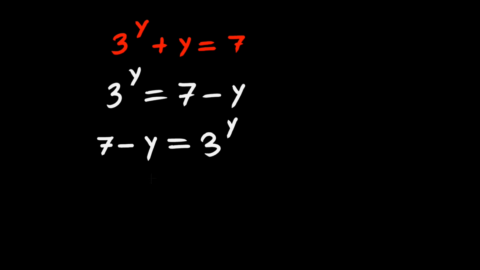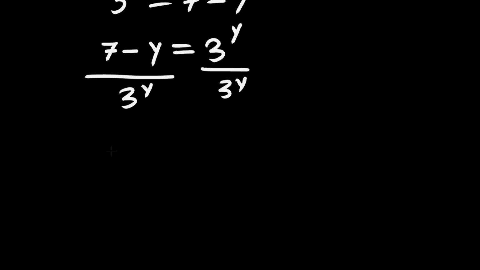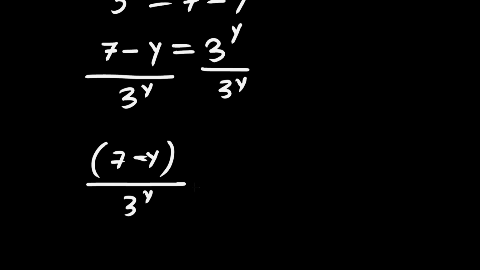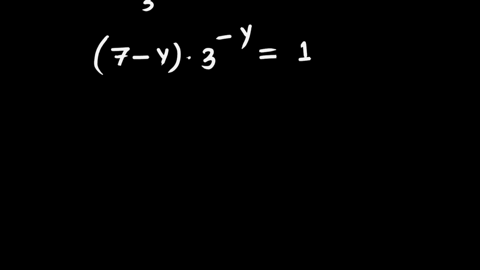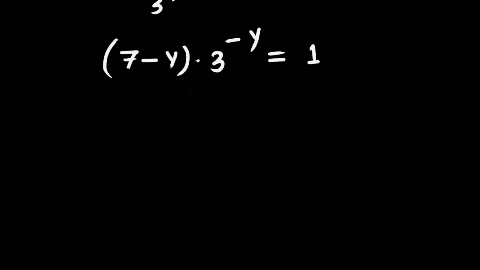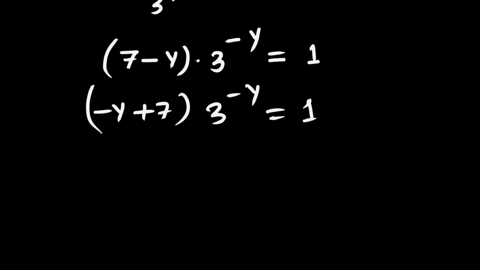Now watch carefully. I'm going to divide both sides by 3 to the power y. So we get (7 minus y) divided by 3 to the power y equals 1. Using exponent rules, we can rewrite this as (7 minus y) times 3 to the power minus y equals 1. And now, I'll write the first factor as (minus y plus 7) times 3 to the power minus y equals 1. Nothing has changed. I simply rearranged the terms.